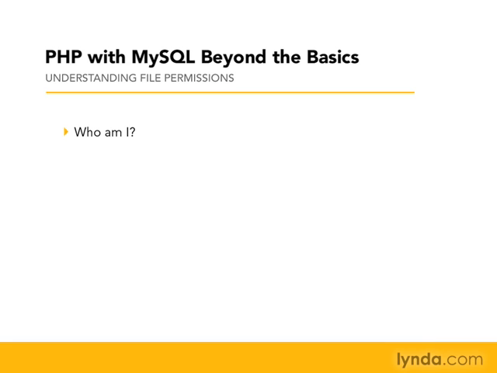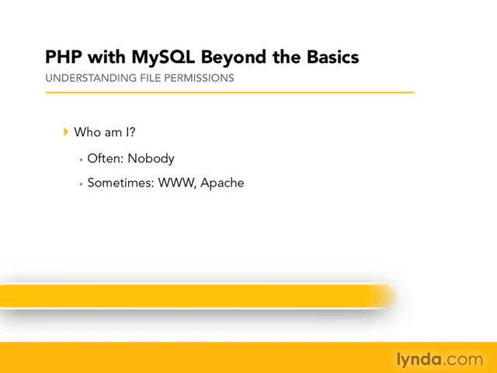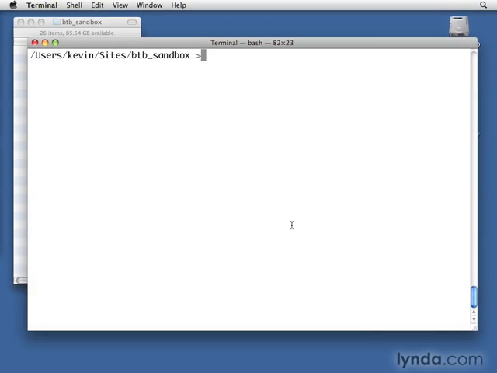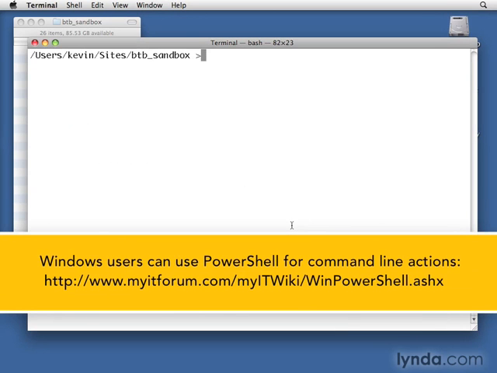Now, often you'll find that the answer to who am I is nobody. That sounds like a Zen answer, but in fact that is a valid user on a lot of Linux systems. Sometimes though, instead it'll be www or Apache. And I'll show you a way that might help you to determine which one of these your web server is running as. So here I am at the command line, and I'm already navigated inside my B2B sandbox folder so that we can look at the files that are there.